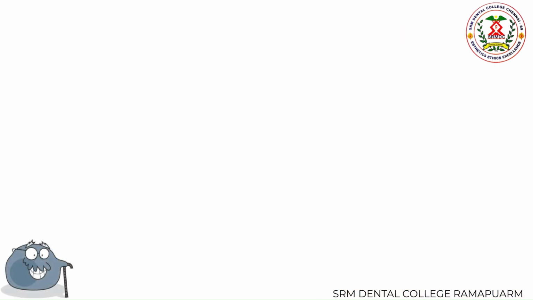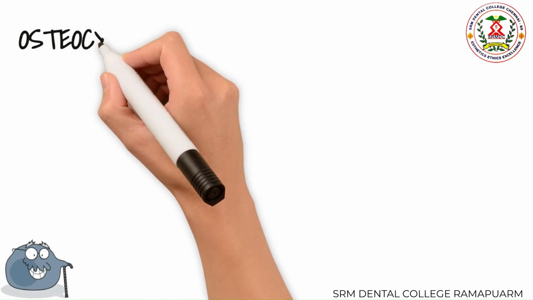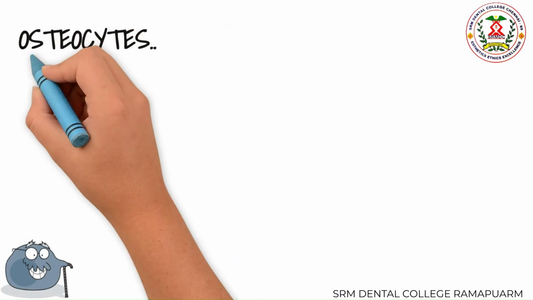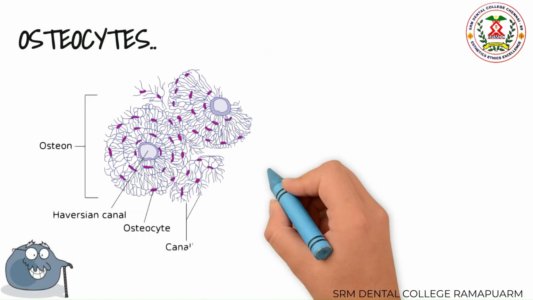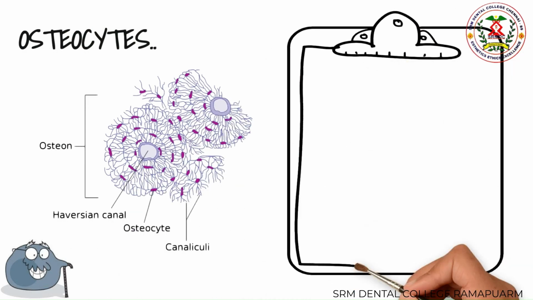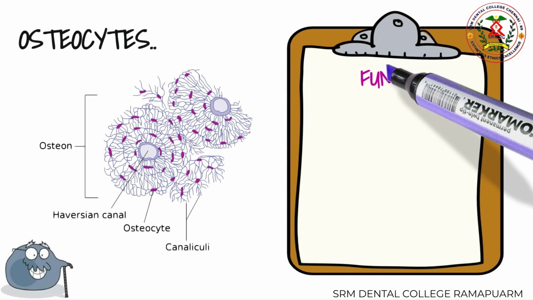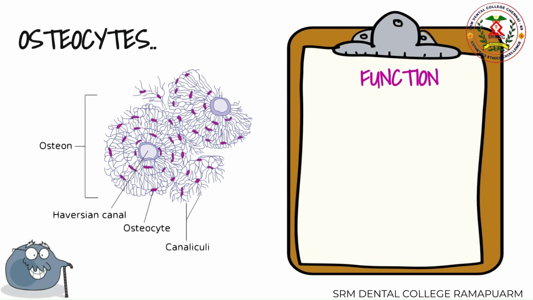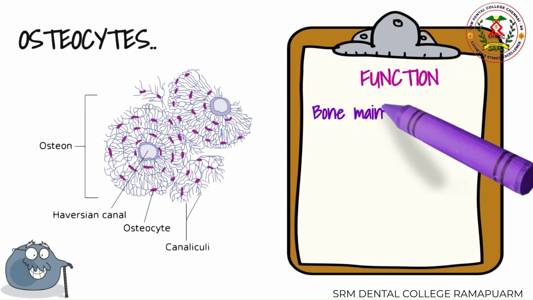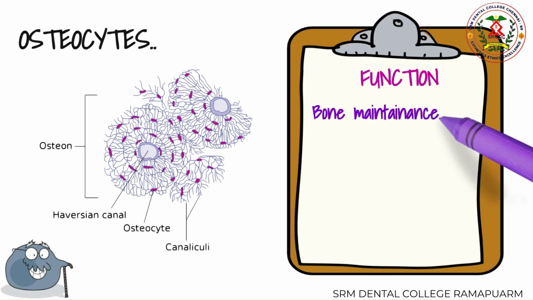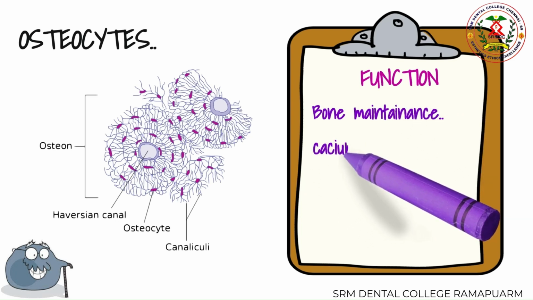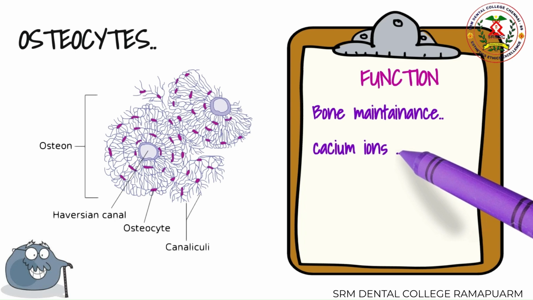Coming to the first aspect, the cells called osteocytes. These are small flattened and round cells embedded in the bony lacunae. They are the main cells of the developed bone and derived from mature osteoblasts. The main function is to help maintain the bone as a living tissue because of their metabolic activity, and they also play an important role in maintaining the exchange of calcium between bone and extracellular fluid.